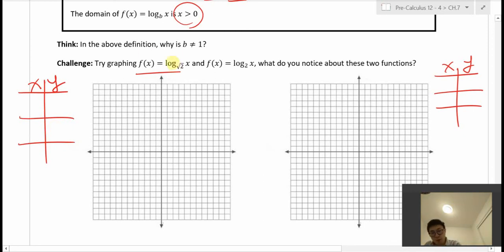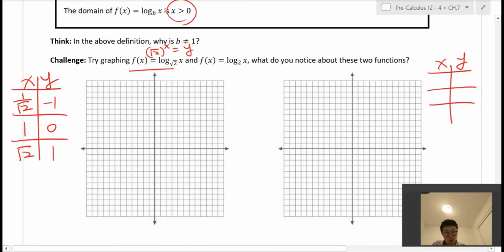Okay, so this one, again, what you need to think about is this. I need to think about root 2 to the power of x is equal to y. When you think about these x values, you put them under the y column. And remember, you always put -1, 0, and 1. So root 2 to the power of -1 is 1 over root 2. Root 2 to the power of 0 is 1. Anything to the power of 0 is 1. And root 2 to the power of 1 is root 2. Not very exciting.